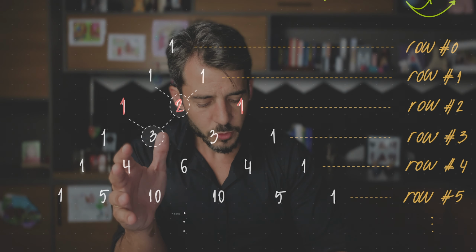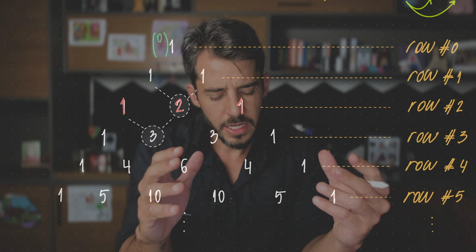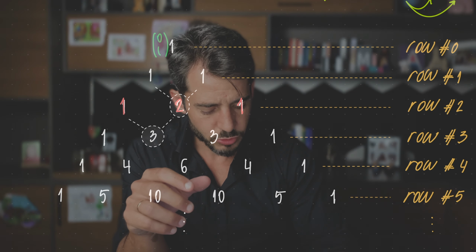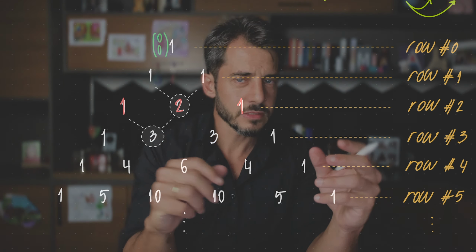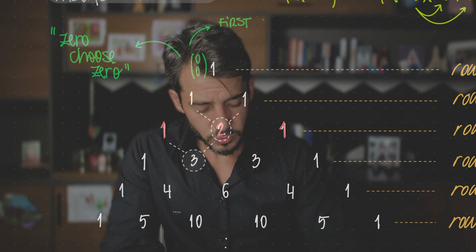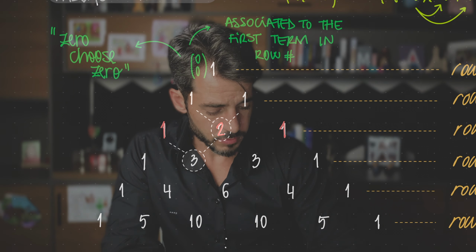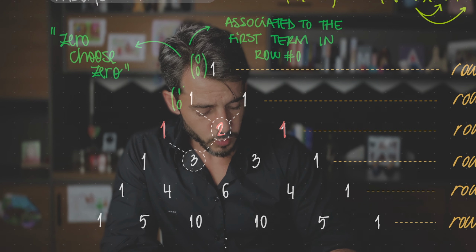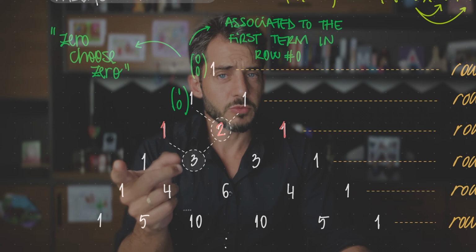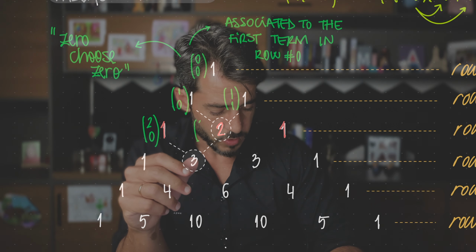When writing the binomial coefficients, do know that we start with the row number and the number of the term minus 1. So for example, this is 0 choose 0. That's how we read it, which means that this is associated to the first term in row number 0. This, for example, is 1 choose 0, which means that this is associated to the first term in row number 1. Then we have 1 choose 1, and so on and so forth.